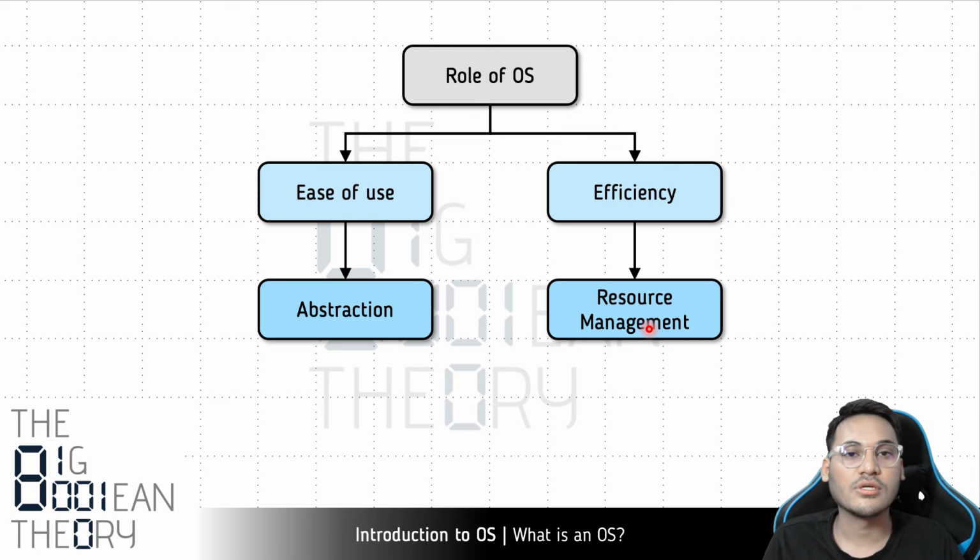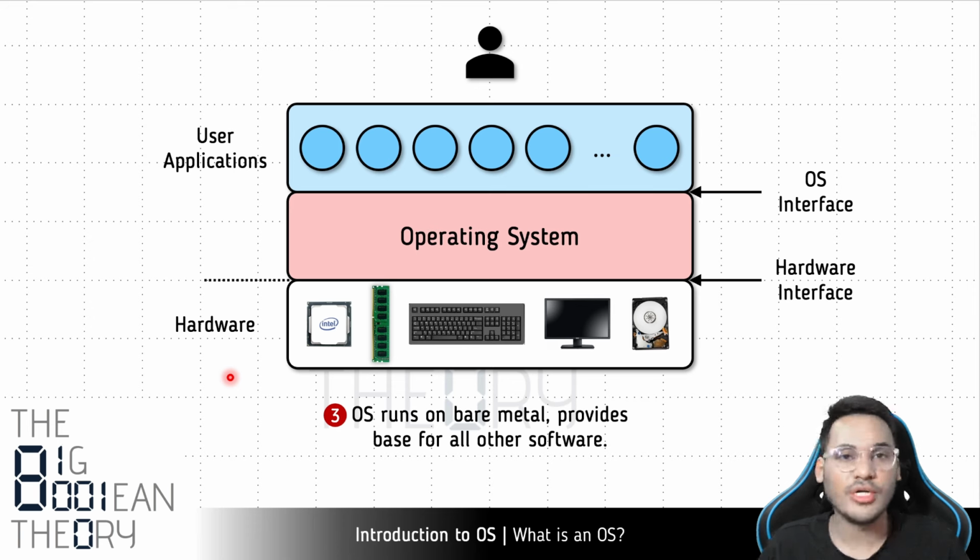So this gives you a clear idea of what the operating system is, what it does, and what its roles are. Now let's see some more points about the operating system. The next point about the operating system is that it runs on the bare metal and provides the base for all other software, right?